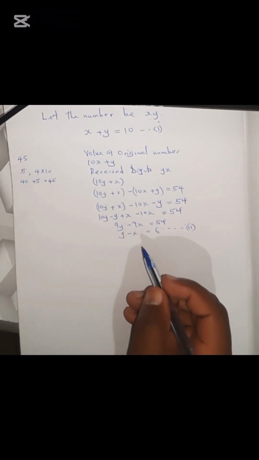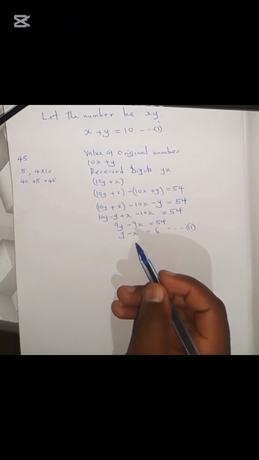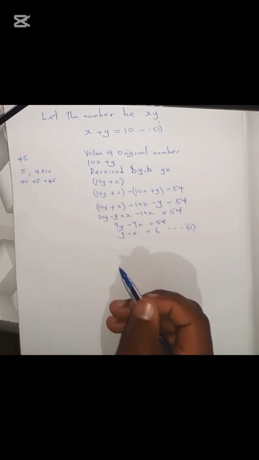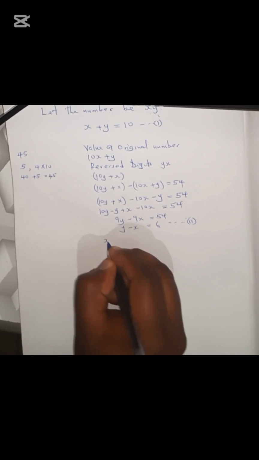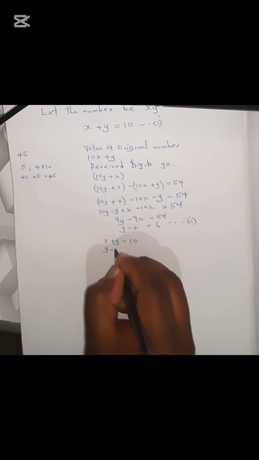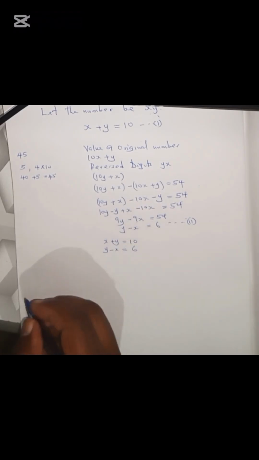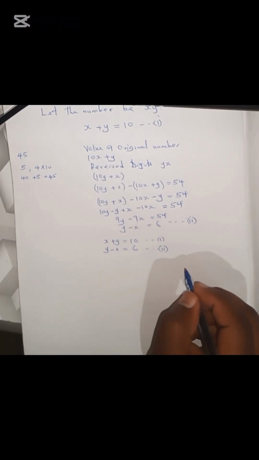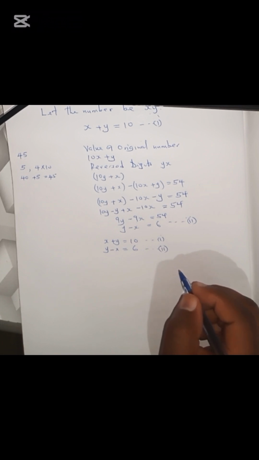So we can either use elimination method or we can use substitution method. So let's use substitution method. So we have x plus y equal to 10, and then y minus x equal to 6. So this is the first, second equation. So we are going to take one of the equations, then we make one variable a subject of the formula.